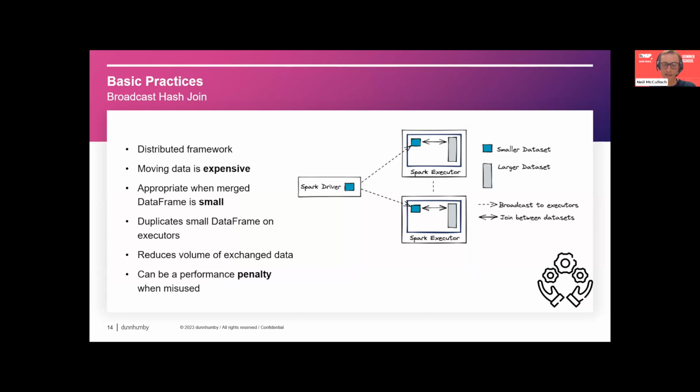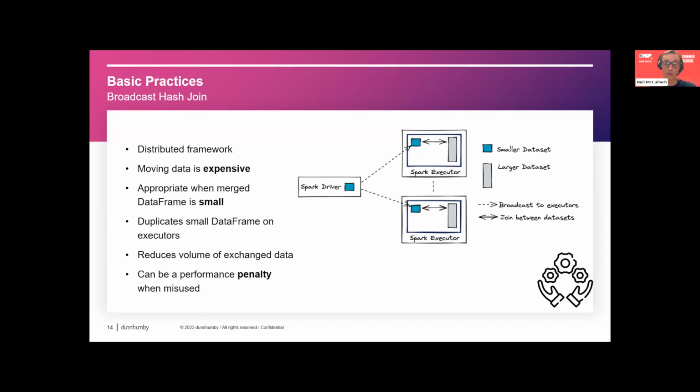So the first basic practice is broadcasting when joining multiple data frames together in Spark. Now, joining data frames is bread and butter in Spark. And the first step of a normal join operation is to move data around the network between executors so that every match between the data frames being joined is physically located in the same place. And that process of physically moving data is computationally expensive.